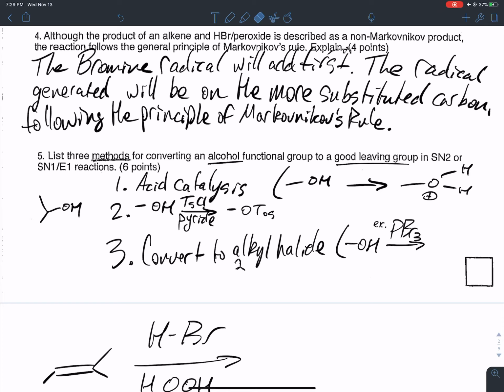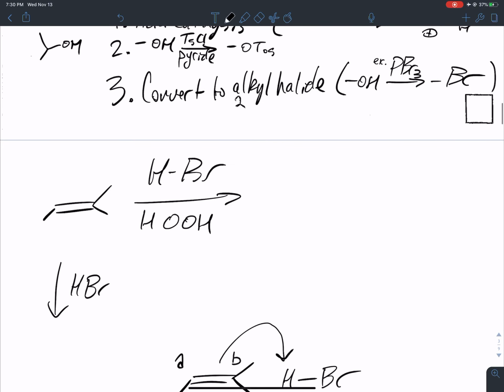And that would just turn it to a bromine. Are there any limitations with PBr3 as a reagent? Can we use it on every type of alcohol? No, you can only use PBr3 for primary or secondary only.